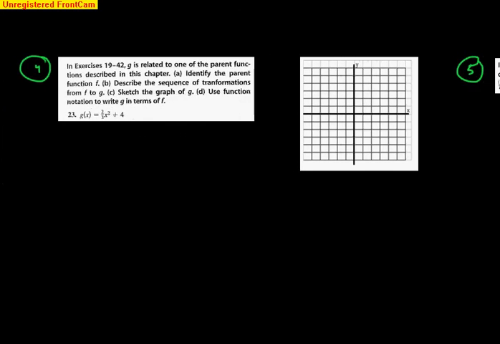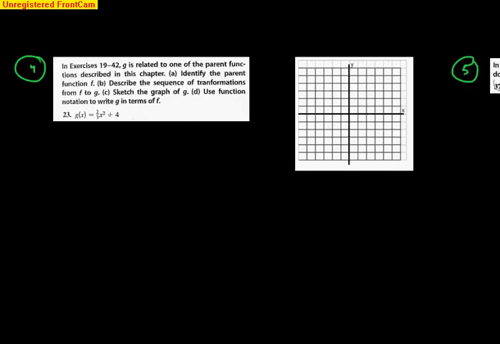Next, we're going to graph. Here's the function. I know it's small. I'll rewrite it for you. g of x equals 2/3 x squared plus 4. We're going to identify the parent function. We're going to graph it. Then we're going to describe the transformations. And then we're going to graph the function we're given.